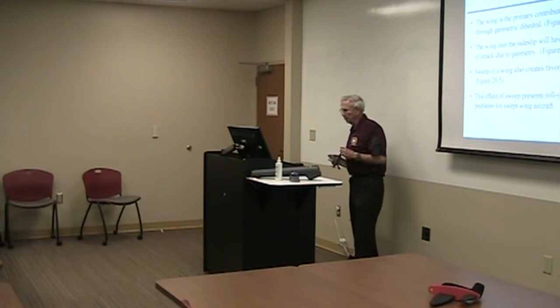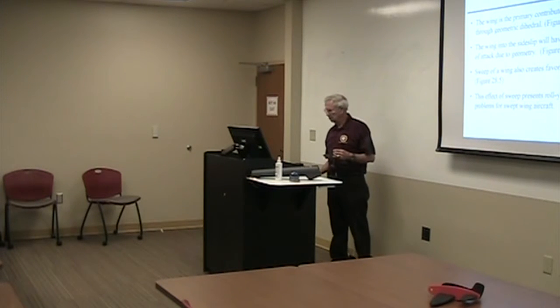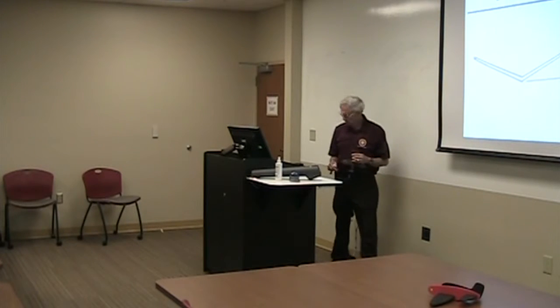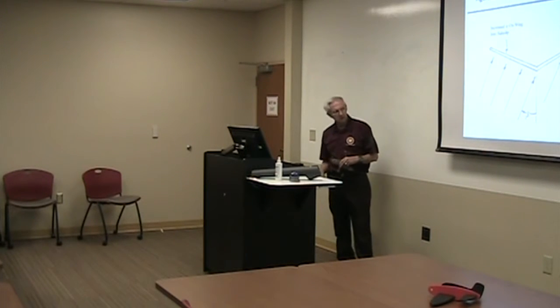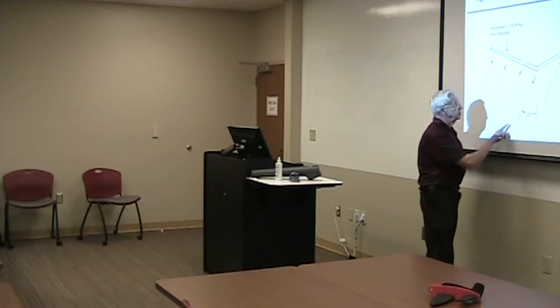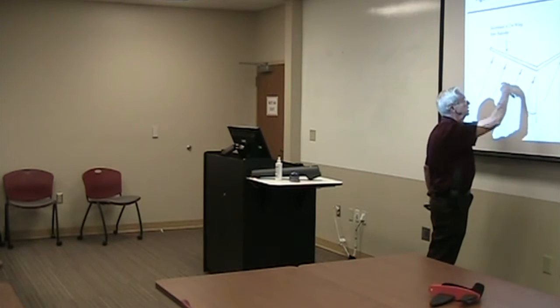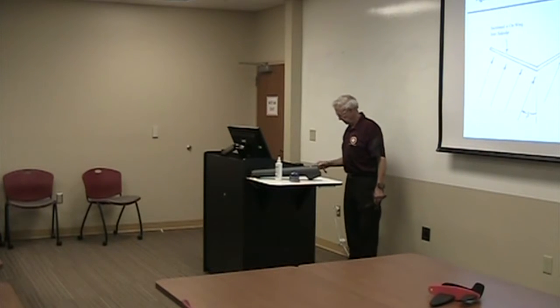Wing is a primary contributor to lateral stability through dihedral. And we'll take a look at that. That's the dihedral angle. And the wing into the side slip will have an increased angle of attack. So you can kind of see that here. In this case, the side slip's coming from this direction. This has a higher angle of attack than it does on this wing, and so it tends to roll away. Positive lateral stability.